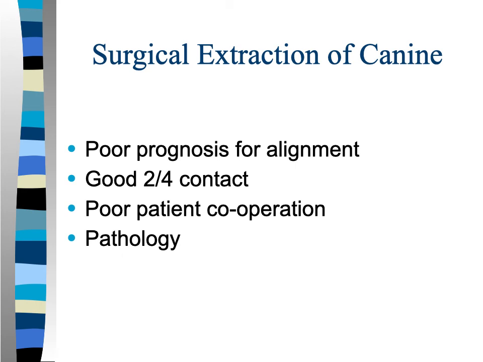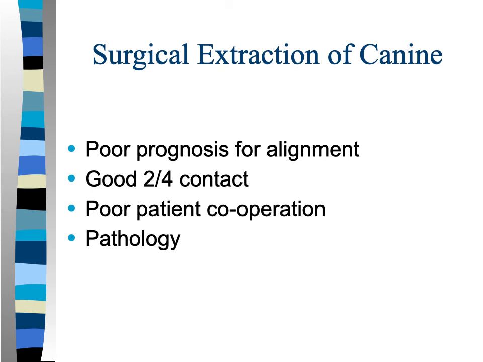So there is an indication. We don't like to extract canines, but there's an indication where this should be done. Poor prognosis for alignment. If it's in sector 4, it's vertically very high up, it's at a bad angle, and you know it's of poor prognosis and you can't align it, subjecting the patient to years and years of treatment and then in the end not getting a good result is not good dentistry. So if it's very poor prognosis for alignment, then you need to think about taking the tooth out.